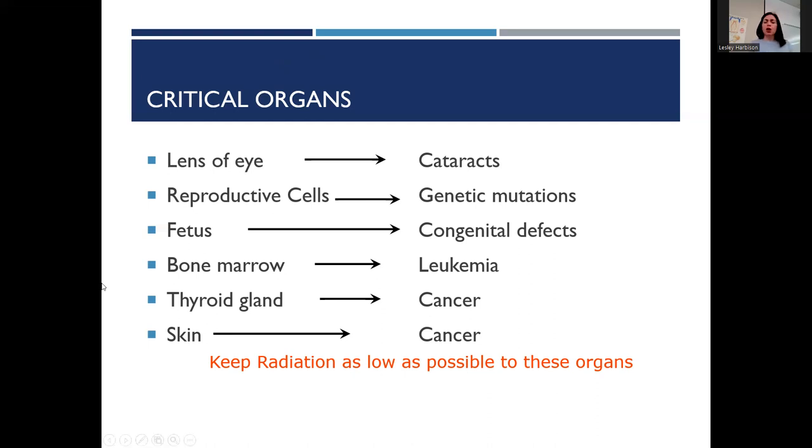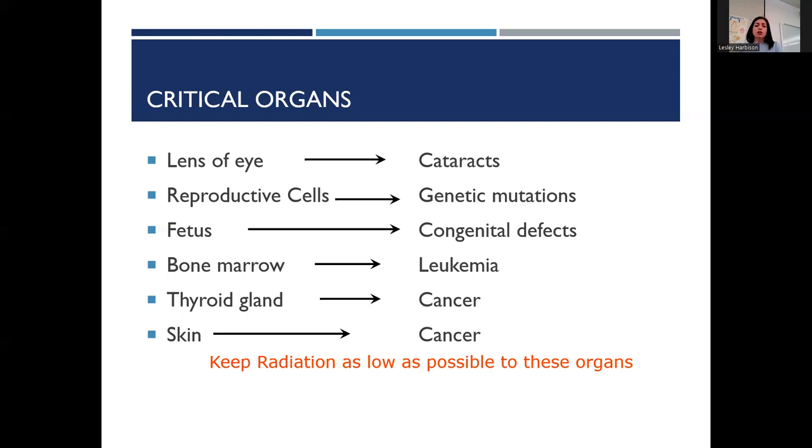There's a chart in the book that I would recommend just glancing at. It shows a picture of whatever item it is, if it's bone or bone marrow, it differentiates between them, and then it says highly radiosensitive or low radiosensitive. So I would just look at that in the book to be familiar with that. A couple things in the notes here.